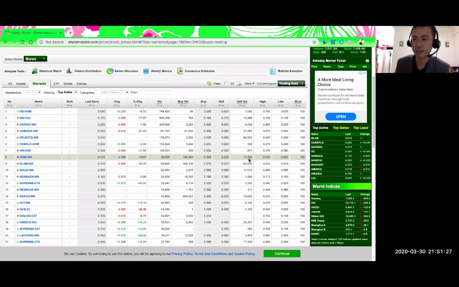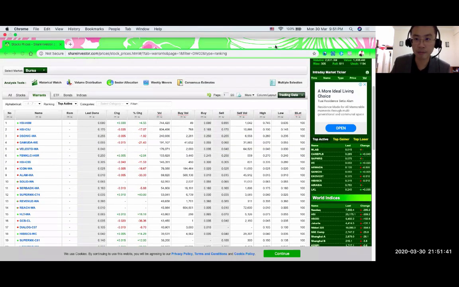If I buy a Macquarie one, I will go to the Macquarie website. If I buy an RHB one, I go to the RHB site to find it. So this is about warrants.